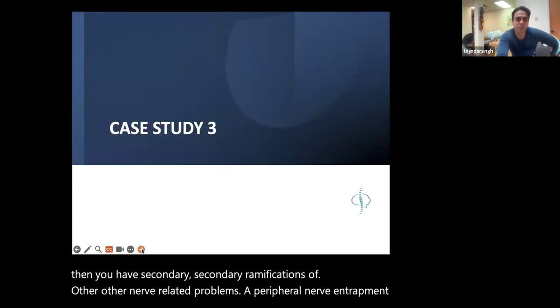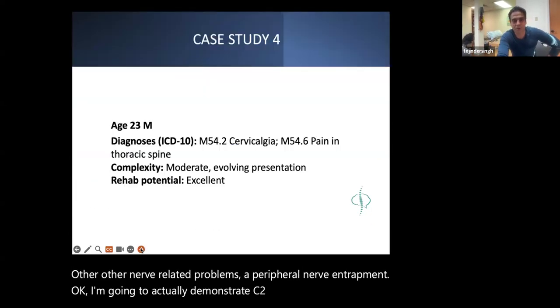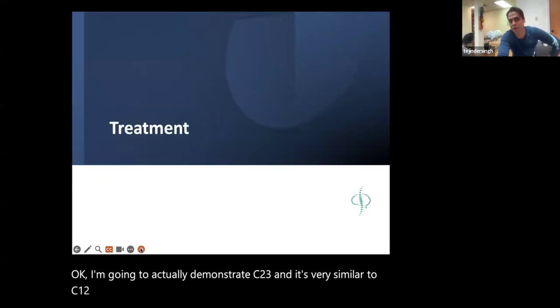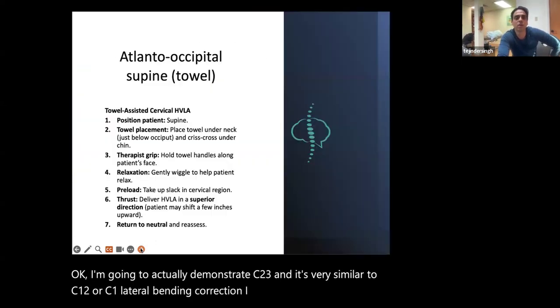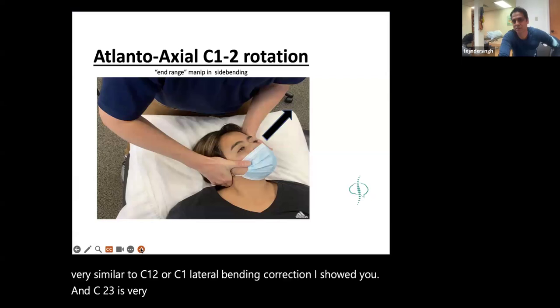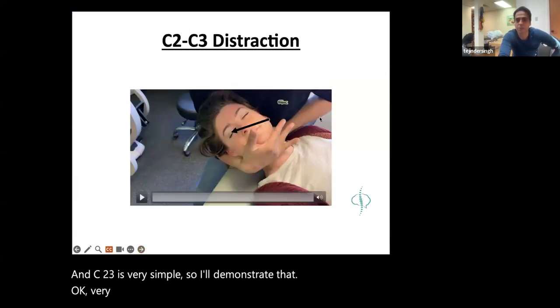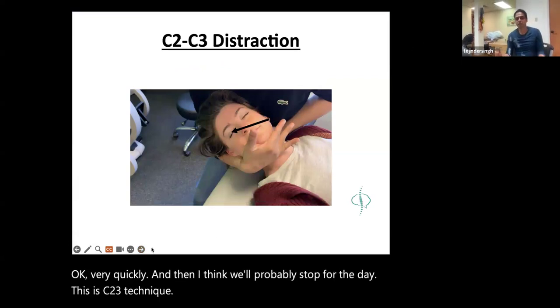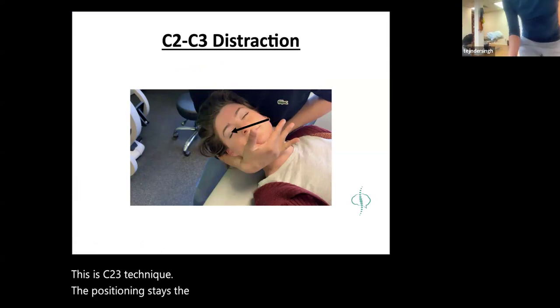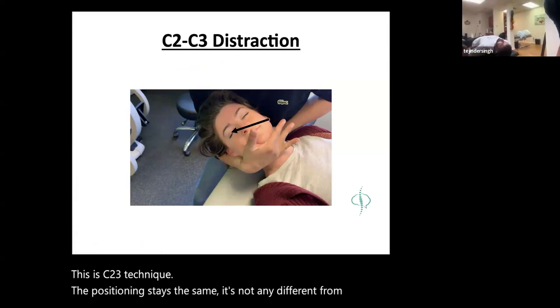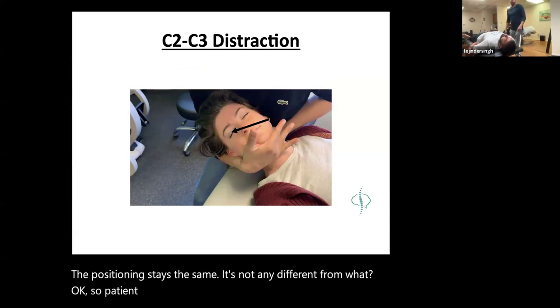Okay, I'm going to demonstrate C2-3, and it's very similar to the C1-2 or C1 lateral bending correction I showed you. C2-3 is very simple. So I'll demonstrate that very quickly, and then I think we'll probably stop for the day. This is the C2-3 technique. The positioning stays the same. It's not any different. So the patient is still in supine. You come on the side.